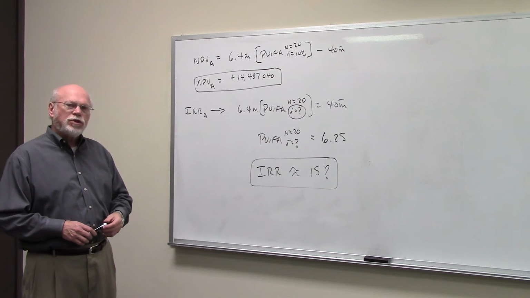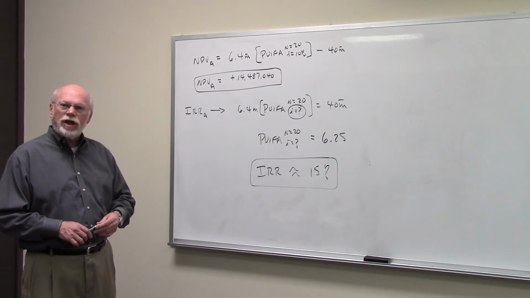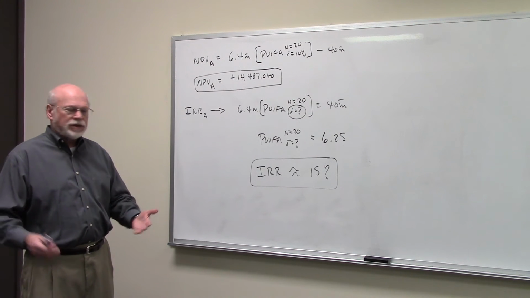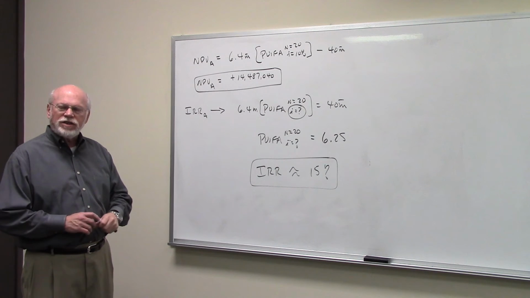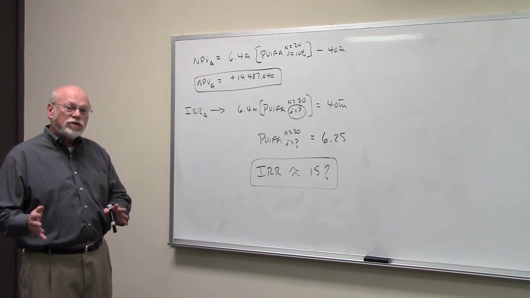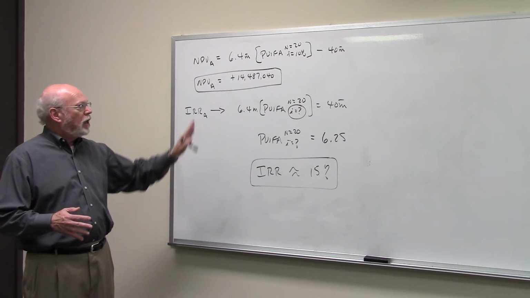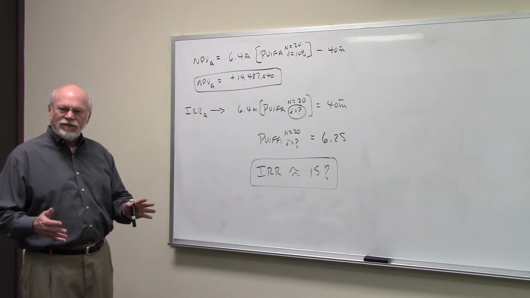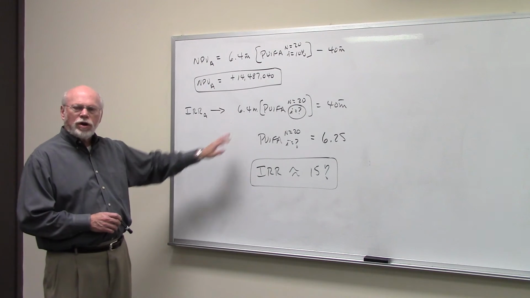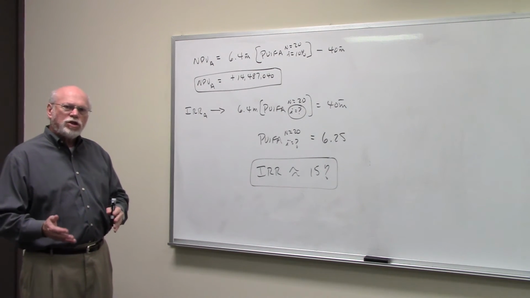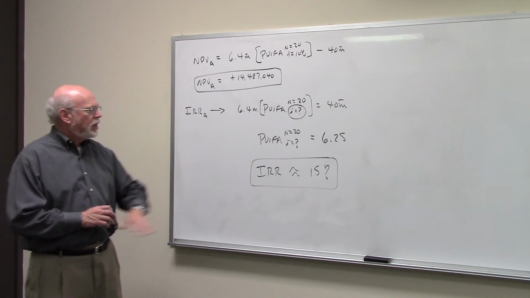$14,487,040. So is this project acceptable based on net present value? The answer is yes. And indeed, if you invested in this project, the value of the firm, the wealth of the shareholders, will go up by $14,487,040.